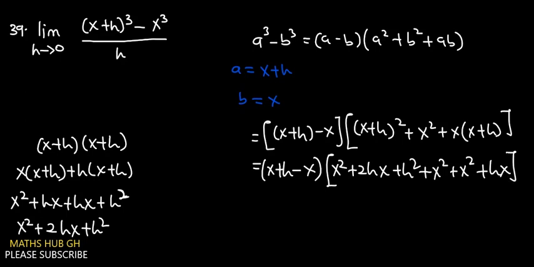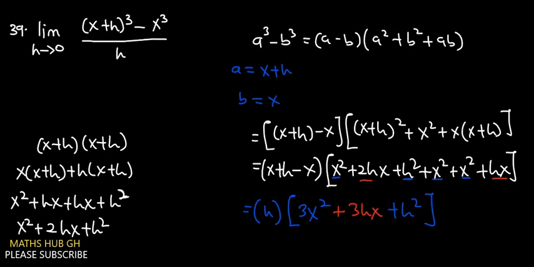So let's simplify this and see. For the first bracket, we are just going to have h there, and then this will be multiplying. You have x squared, you have x squared, and then you have x squared here, so you are going to have 3x squared. Then we have 2hx here, and hx here also, so that would be plus 3hx. And lastly we have h squared here, so that will be plus h squared. Okay, this is what we are going to have for the numerator.